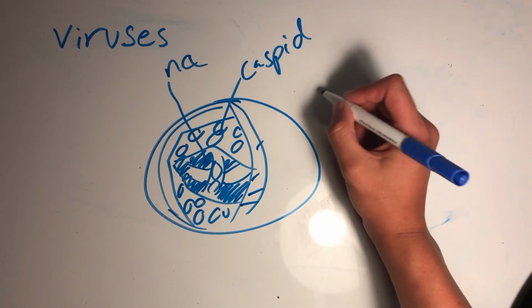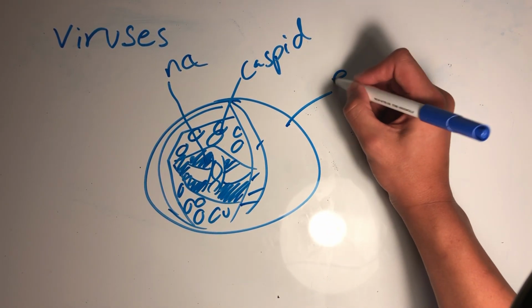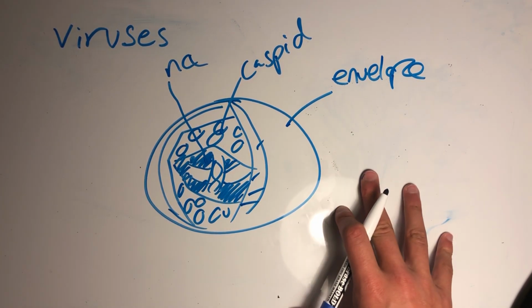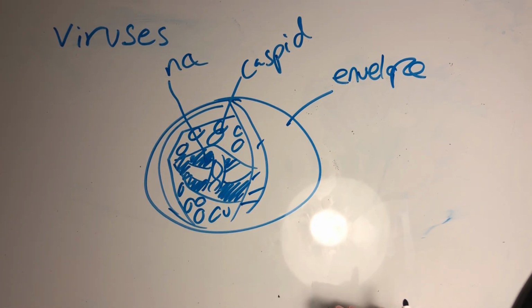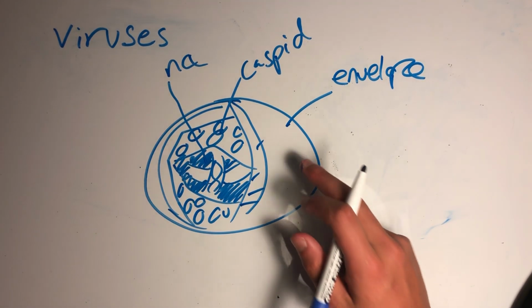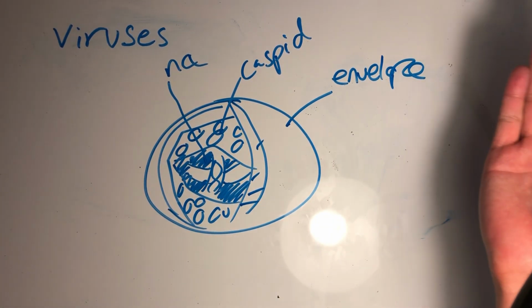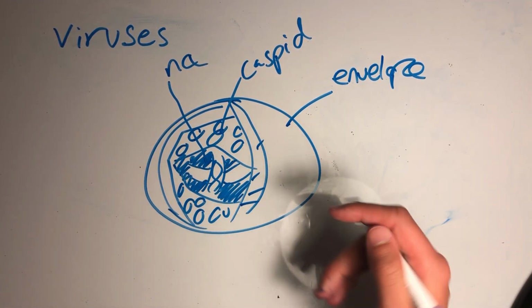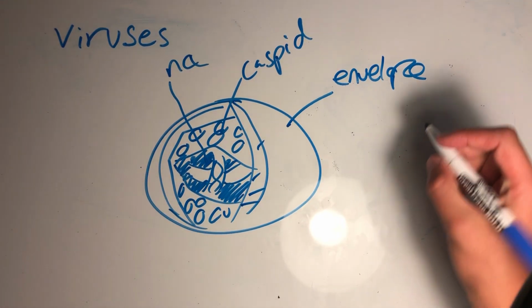So yeah, and then here is the envelope. Now, not all viruses have envelopes. Now, there are certain differences between these. So basically, most envelopes are acquired after they're already put through a cell, and the envelope is usually a part of the cell membrane.